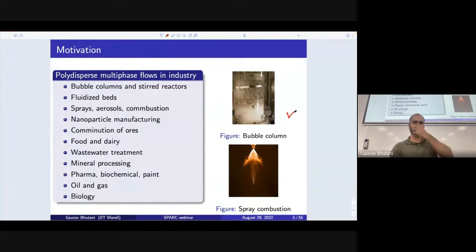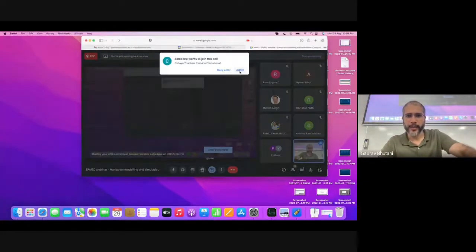Bubble columns are used in industry for mixing liquids. They're used for reacting liquids with gases. If you want a gas to react with a liquid or a gas to mix in a liquid, you'll use these bubble columns here. Some liquid, some gas will enter.